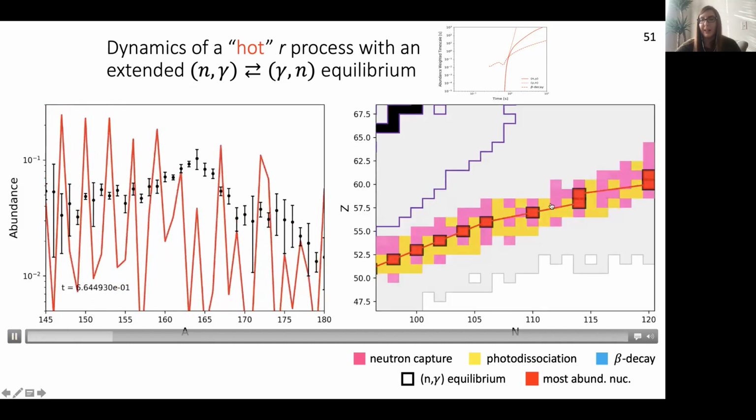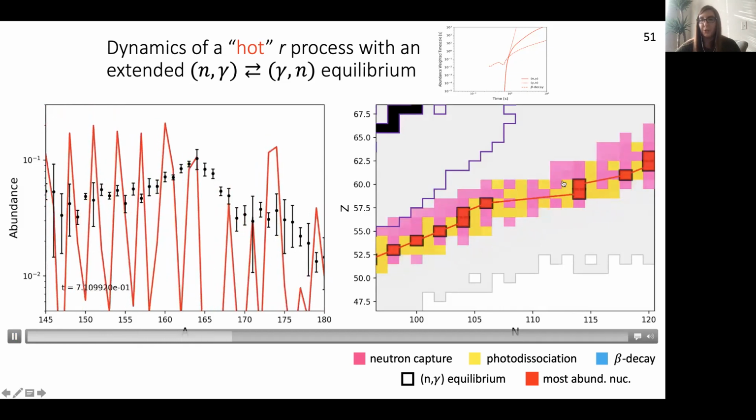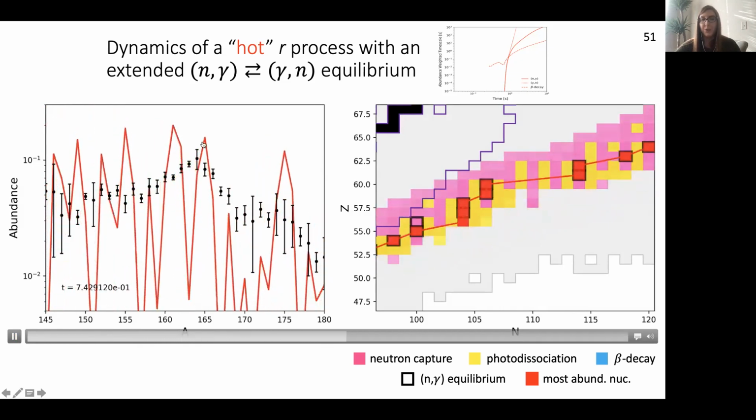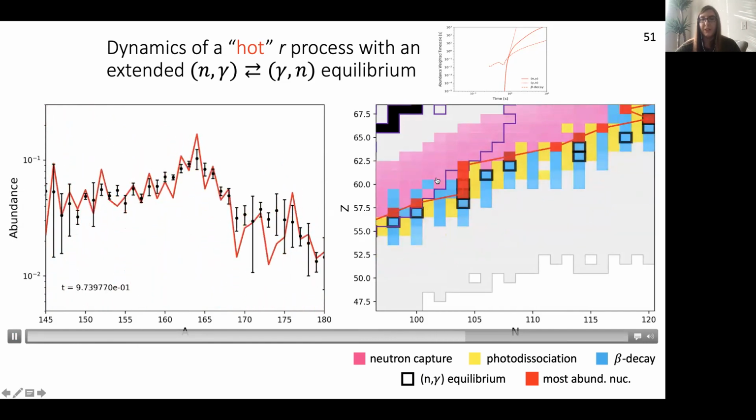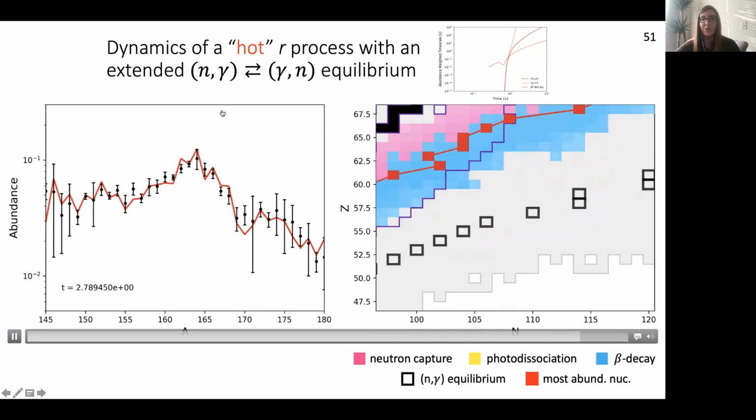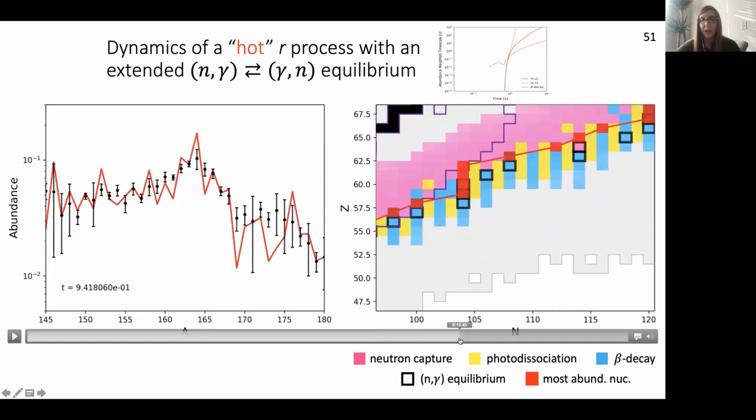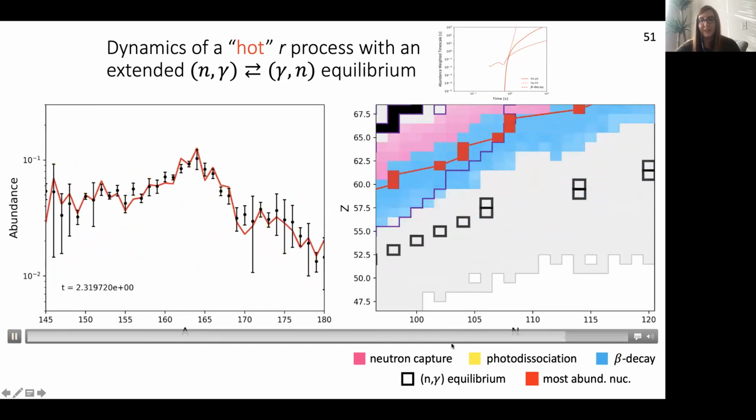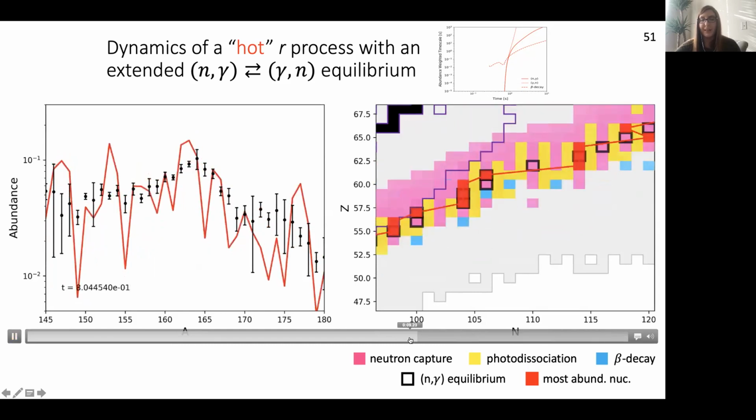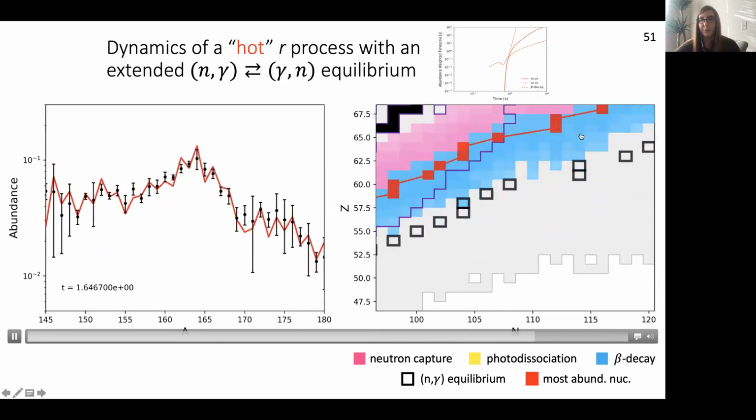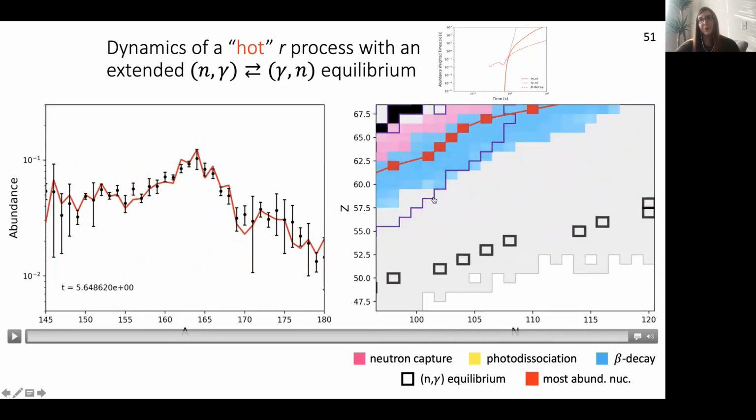You can see that that (n,γ)-(γ,n) equilibrium is holding for a while. Okay, our abundances are still being shaped. All of a sudden, we're breaking out of equilibrium here, beta decay, and you can see all of this shaping that still happened at later times after we broke out of equilibrium. So this is why networks are especially important, even in these cases. You still have shaping of abundances at these late times after you've broken out of equilibrium. But that's a hot R process. You have something that has this extended (n,γ)-(γ,n) equilibrium for a good portion of your calculation, as you saw it was holding for a while.